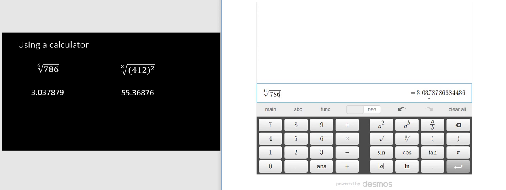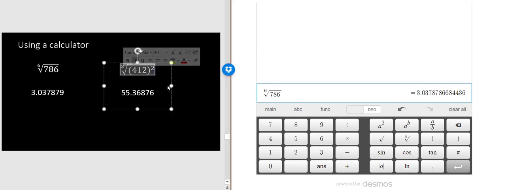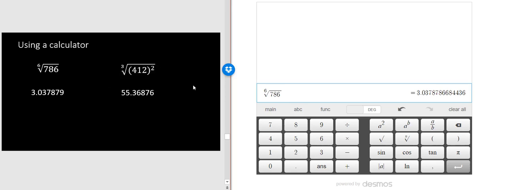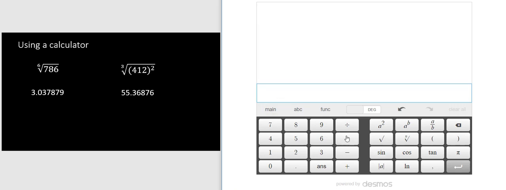And I type it in, my solution is 3.037879, etc. Okay, so either way, we can use the radical button, or you can use the exponent button, but either way we get the same solution back out. So right here, for the next example, we have the cube root of 412 squared. So once again, either way, I can use the radical button, or I can convert into exponents. If I use the radical button right here, my index is going to be a 3, and then over here I put in 412, and then the exponent button, and I square it.